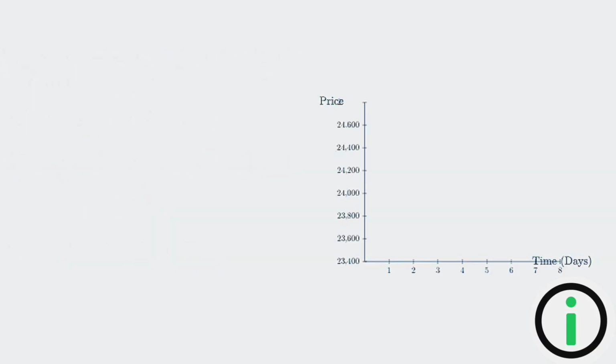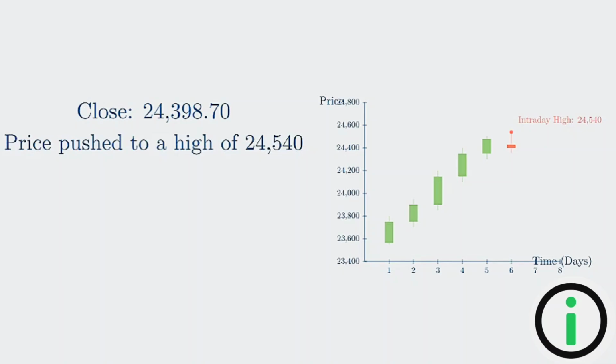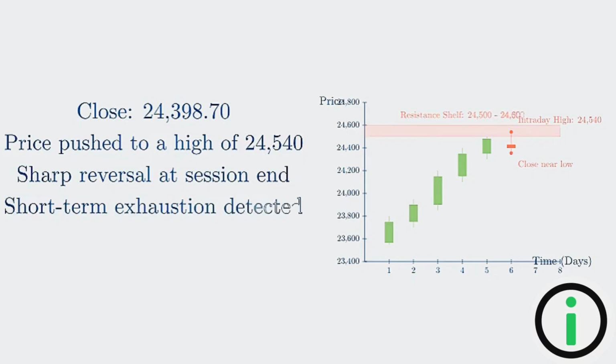The headline index closed at 24,398.70, down about 31 points. However, the candle tells a more dramatic story. We saw an intraday rally to nearly 24,540, followed by a sharp reversal in the final 45 minutes to close near the day's low. This suggests short-term exhaustion at the 24,500 to 24,600 resistance shelf, even though the medium-term uptrend remains intact.